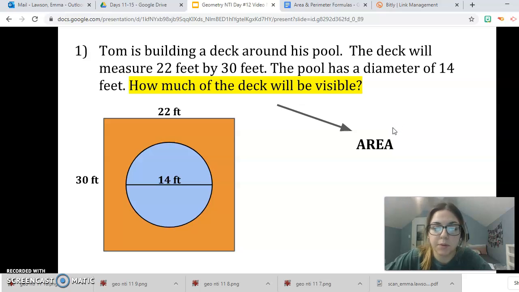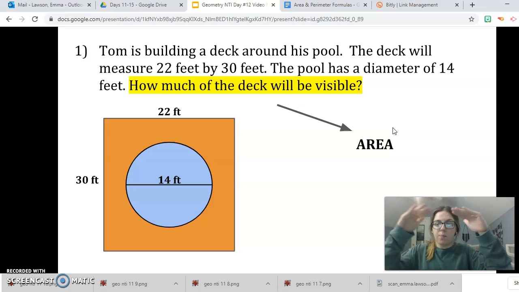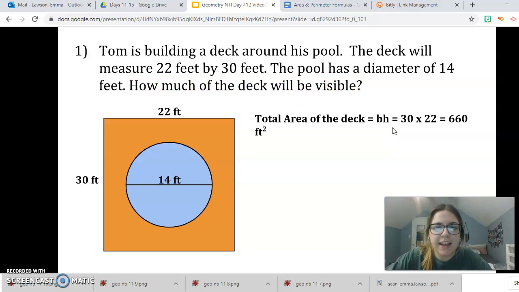Okay, so we're not dealing with perimeter. We're focusing on area because we're looking at how much of that shape is visible. Nothing about the distance around it, that doesn't matter, but we're talking about how much of it that we see or that we have to cover up. So it's not just about the border, it's about what's inside the shape too. So we're going to focus on area. And the first thing we have to do is find the total area of the deck.